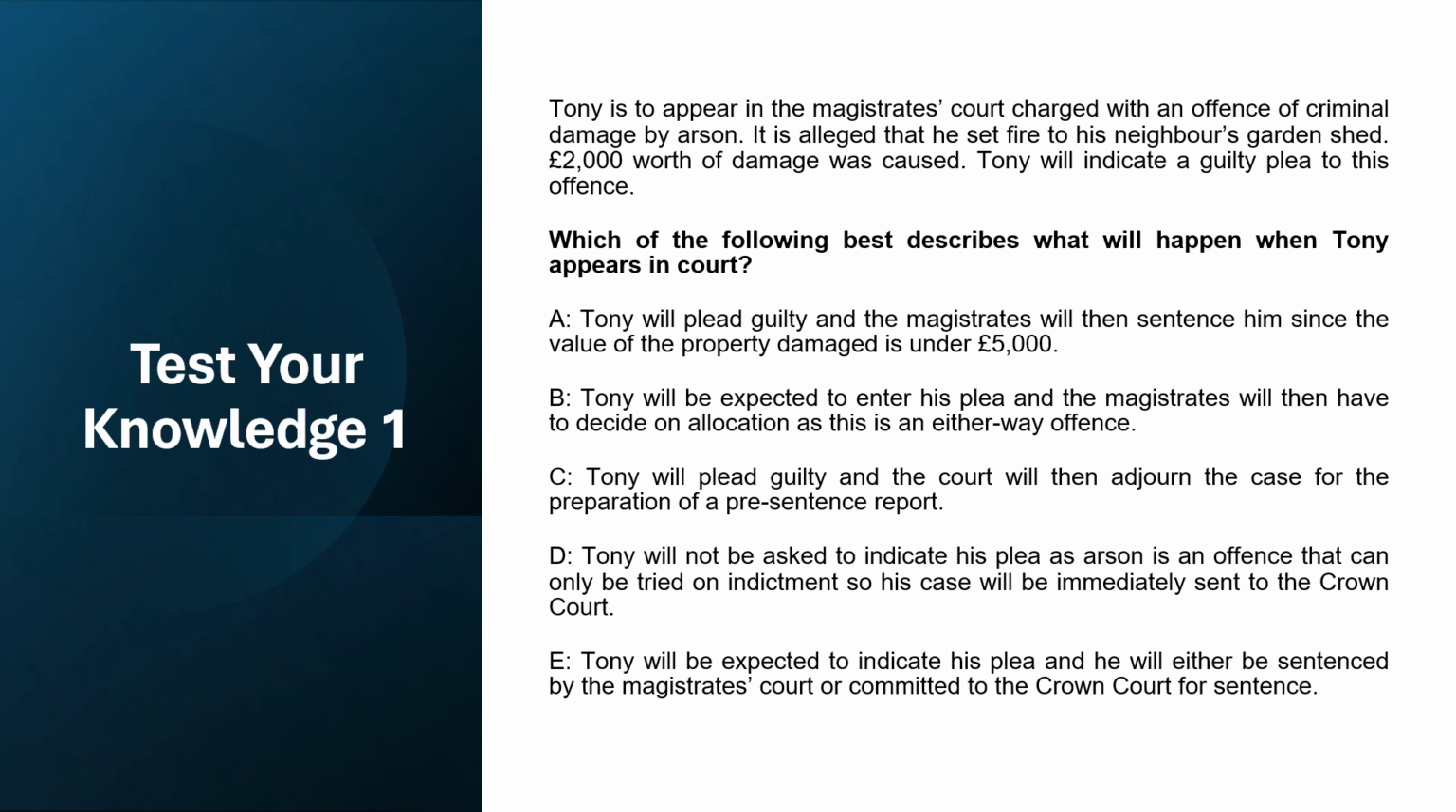A, Tony will plead guilty and the magistrates will then sentence him since the value of the property damage is under £5,000. B, Tony will be expected to enter his plea and the magistrates will then have to decide on allocation, as this is an either way offence. C, Tony will plead guilty and the court will then adjourn the case for the preparation of a pre-sentence report. D, Tony will not be asked to indicate his plea, as arson is an offence that can only be tried on indictment, so his case will be immediately sent to the Crown Court. Or is it E, Tony will be expected to indicate his plea and he will either be sentenced by the Magistrates Court or committed to the Crown Court for sentence.